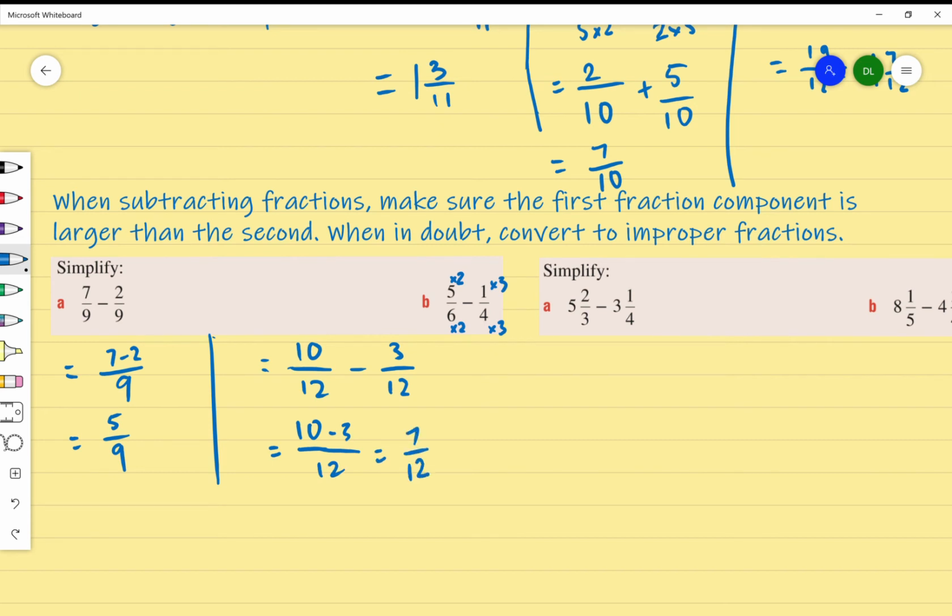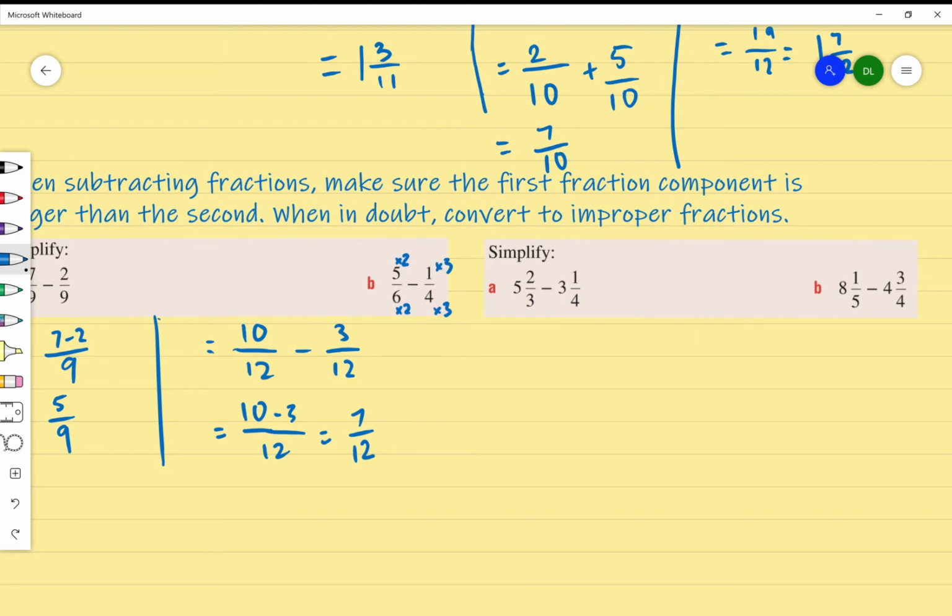over 12. Now, on the right over here, this is where it gets a little bit confusing, right? So what I'm actually going to do first, I'm going to take away the whole numbers, and then I'm going to deal with the fractions. So 5 take away 3 actually gives me 2. So now I'm going to write 2 and 2/3, because we can't ignore the fractions over here, right?